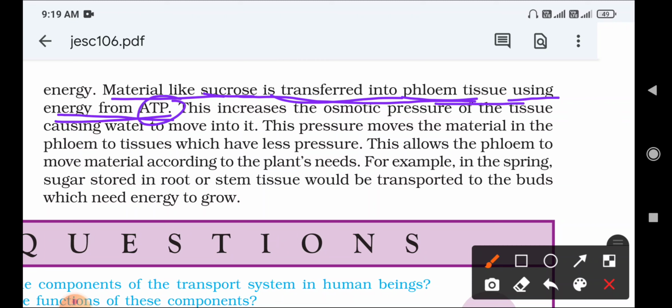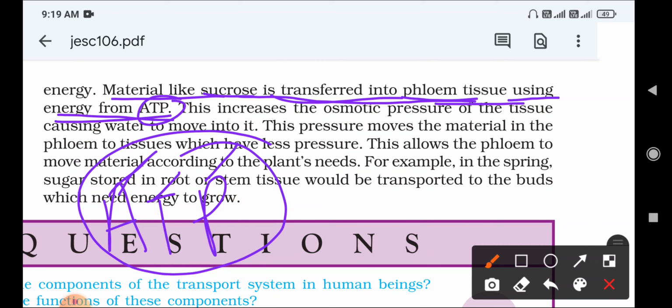ATP is called the energy currency of the cell, because it stores energy and provides energy to every cell for doing activity. The expansion of ATP is adenosine triphosphate. This molecule stores energy and provides it when the cell needs it. That time it supplies the energy, so that is why it is called the energy currency of the cell.